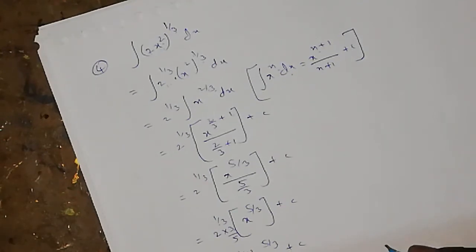Now simplify. 2 to the power of 1 by 3 into 3. Here 2 3s are 6, you can't write that because 2 is having some power. So you have to write like this only. This can be written as 3 into 2 to the power of 1 by 3 by 5, into x to the power of 5 by 3 plus c. This is its answer. Right.